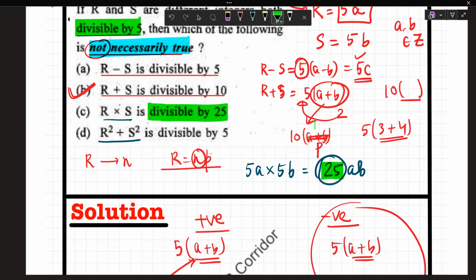So, these questions can be solved by this method. Or else, what we usually do is take values, but values cannot cover everything. But these general cases can cover everything. Got it? Now see, R square plus S square is divisible by 5.